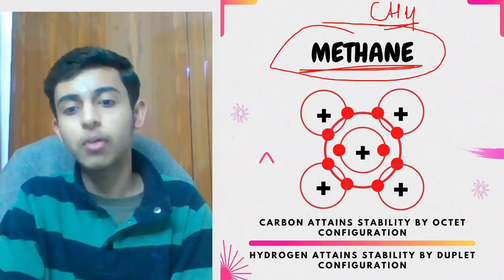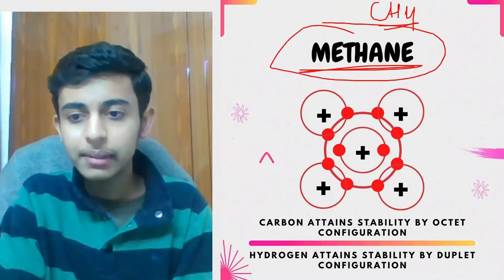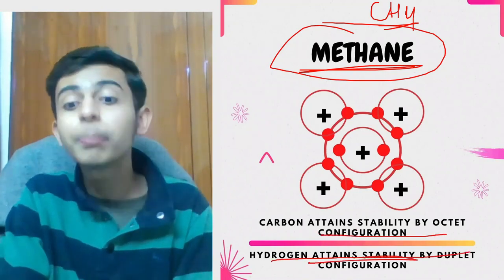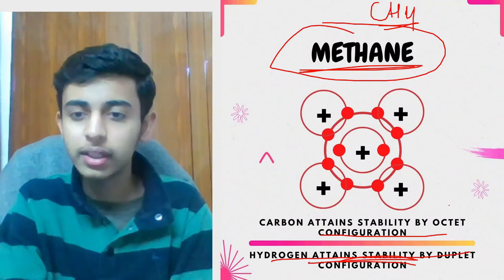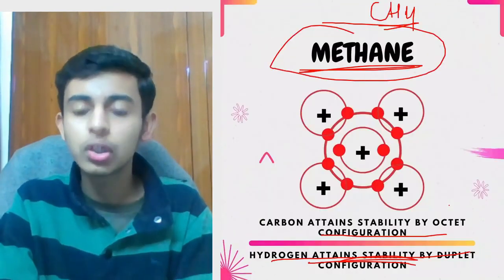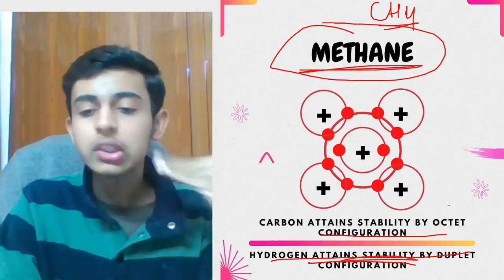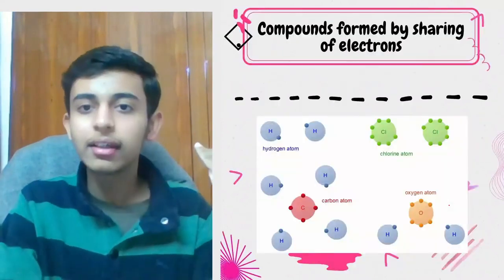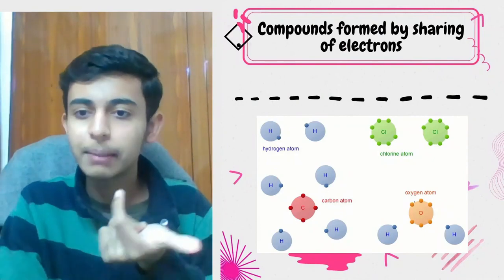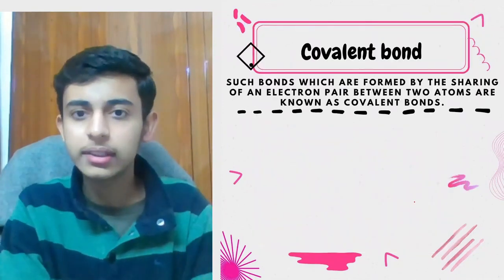How carbon forms. So carbon attains stability by octet configuration. Hydrogen attains stability by duplet configuration. I have already told you. Now this is the methane structure. We'll be understanding about that. Now compounds formed by sharing of electrons. So you can see that methane, hydrogen, chlorine, oxygen.